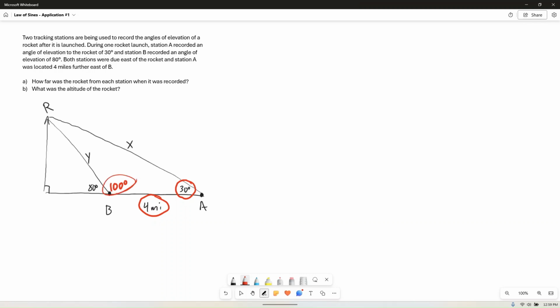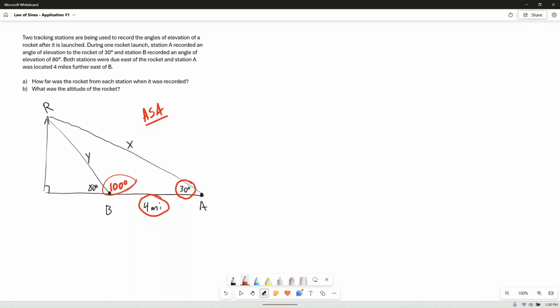Again, just because the two of those are supplementary, they have to add up to 180 degrees. So that means I now have two angles and the side between them, and that would become an angle-side-angle problem. And so we need to find the length of our two sides.